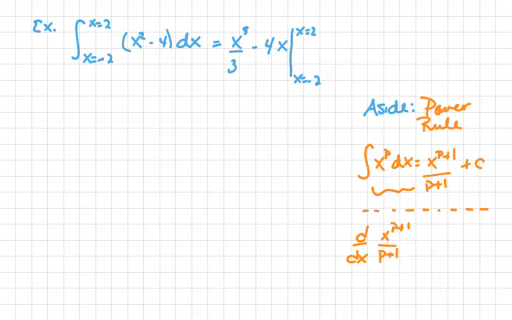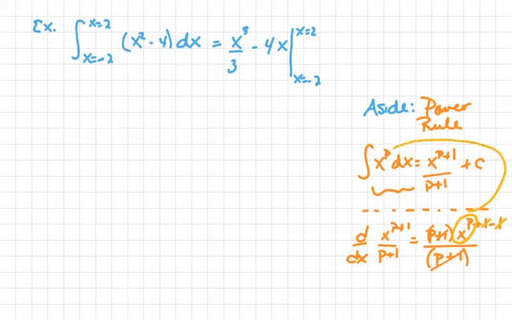And when I take the derivative, what does the derivative say? The power becomes the constant multiplier. You subtract 1. And of course, this p plus 1 is already there. So what do you end up with? You end up with the function you started with. So that is the power rule. That's what I did here.